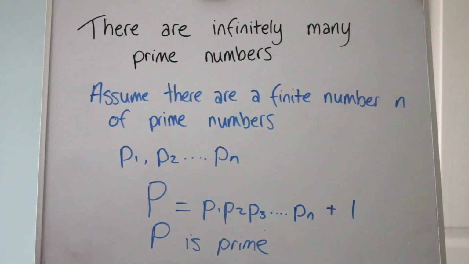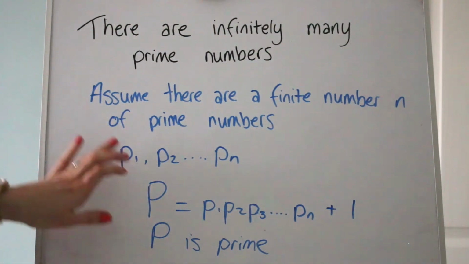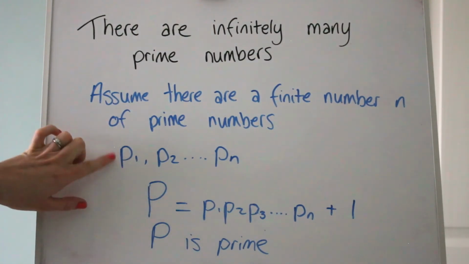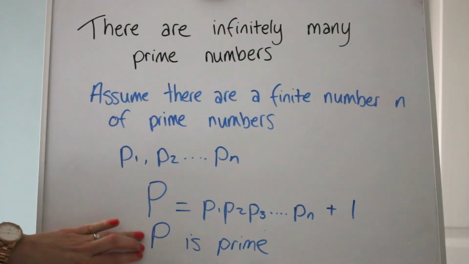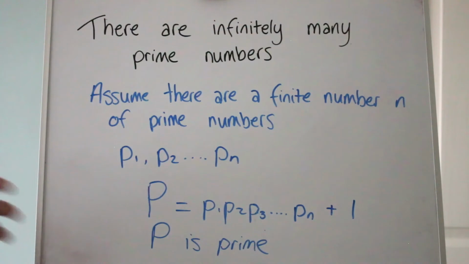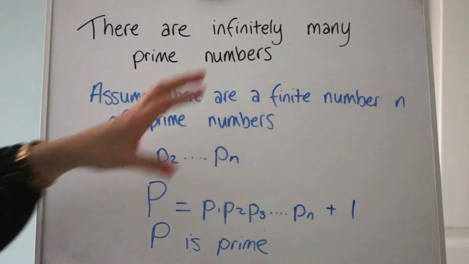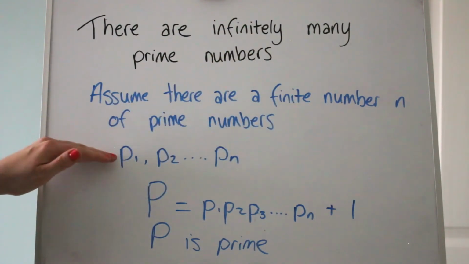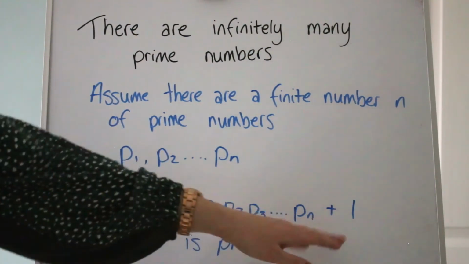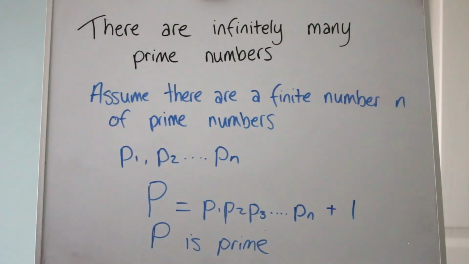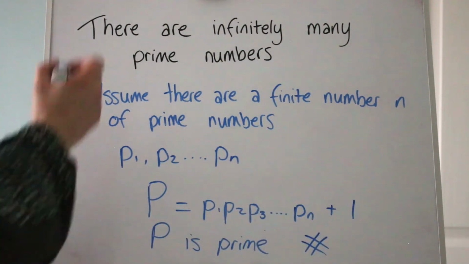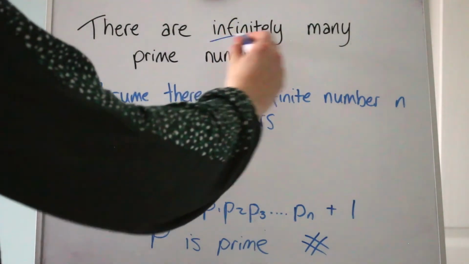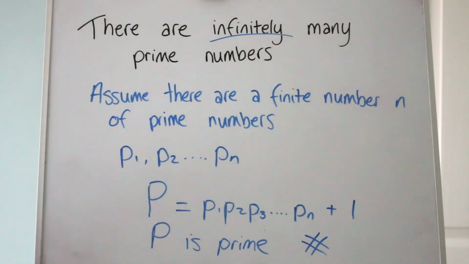But that's a contradiction because we said that this was a full exhaustive list of all the prime numbers, and that one didn't include our capital P. So what we're saying is, if there's a finite number of prime numbers, if we can list them all, then no matter what that list is, if we multiply them together and add 1, we can always create 1 extra, and that is a contradiction. So therefore we have to conclude that there are infinitely many prime numbers.